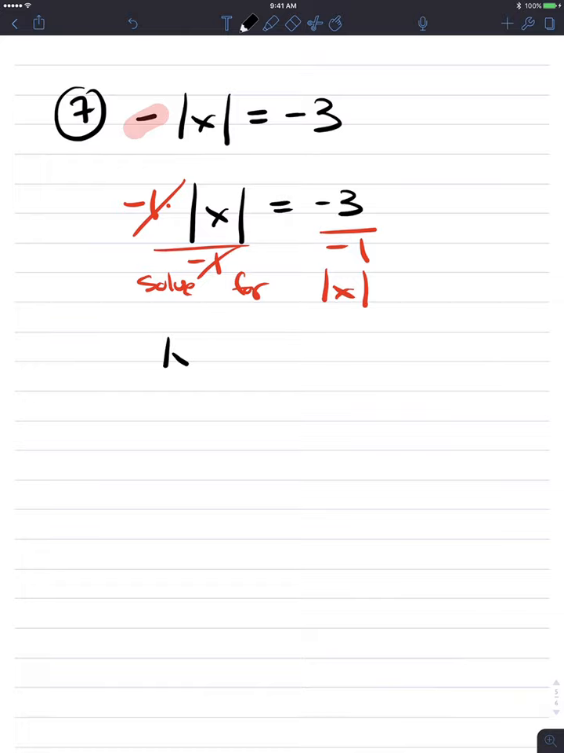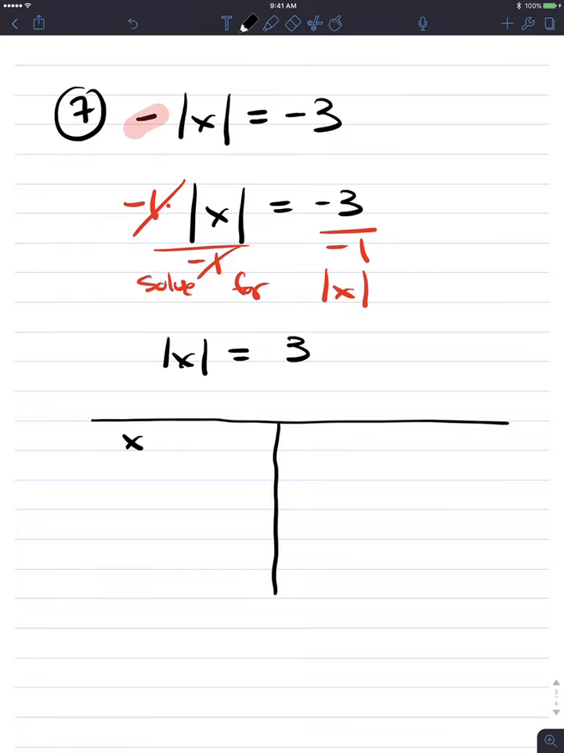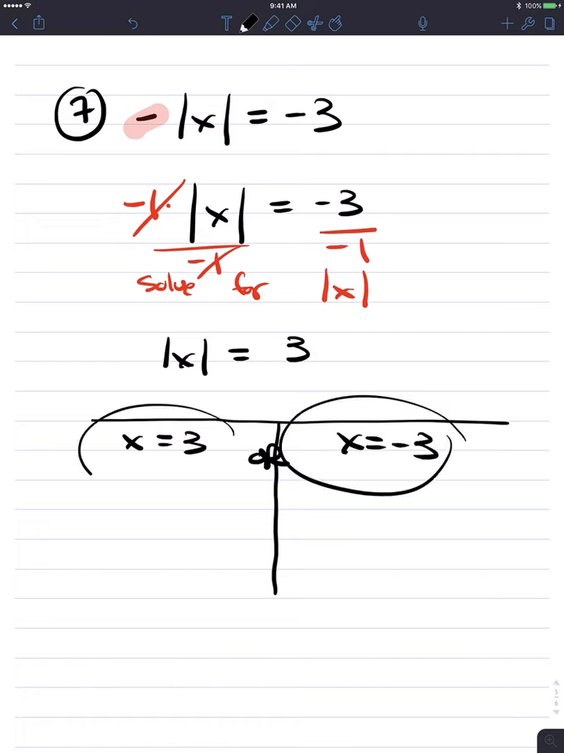And our -1 cancels. We get absolute value of x is a negative 3 divided by a negative 1, which is positive 3. When we use our format, we discover that x is 3 or x is minus 3 are two solutions. Solution set notation, 3, comma, negative 3. We're done.